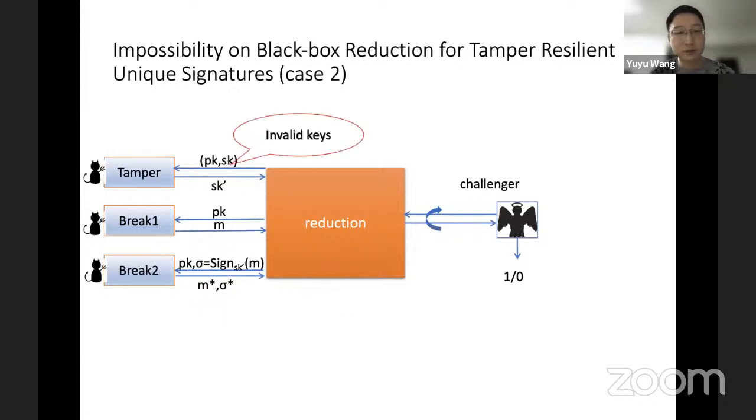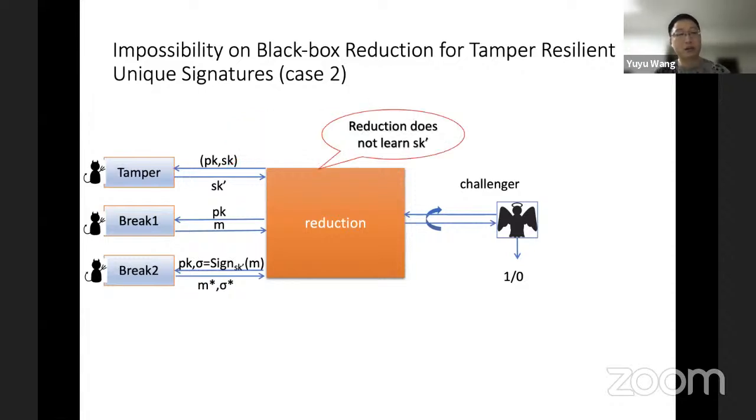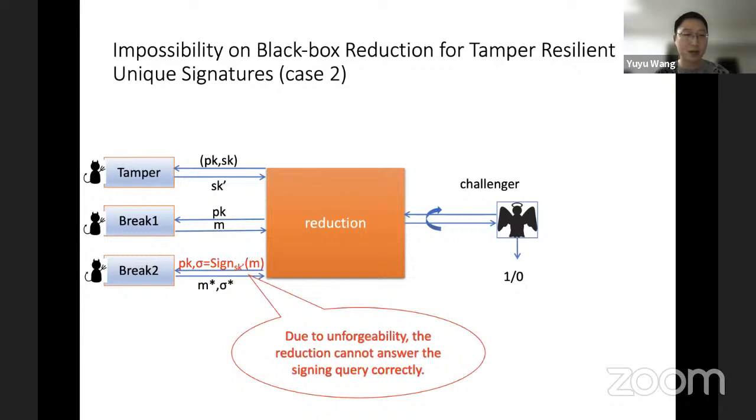In the second case, the reduction gives invalid keys to the first component. Since Tamper doesn't receive the valid keys, it doesn't have to give the tampered key, which is SK prime, to the reduction. So in this case, the reduction learns no information on SK prime, which means that it cannot answer the signing query since it doesn't know the secret key.